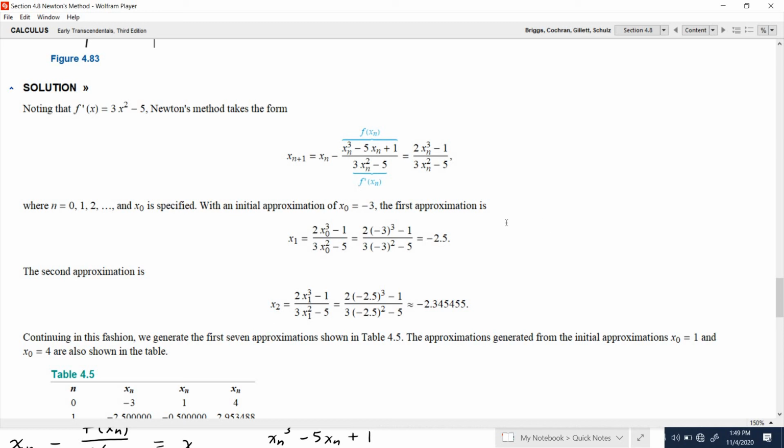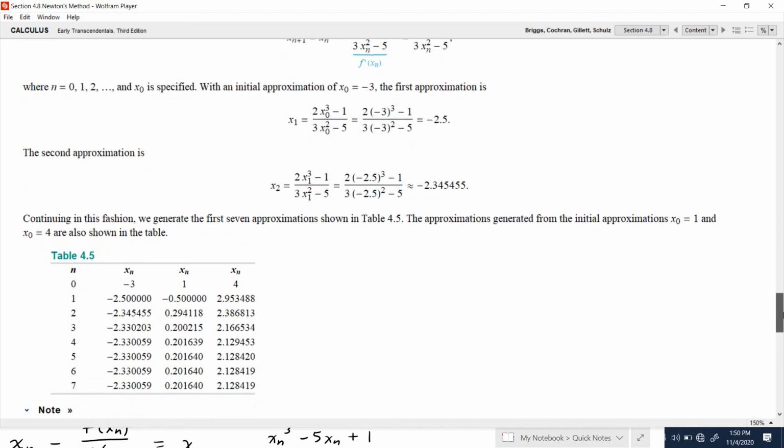But then to find x sub 2, you take x sub 1 and plug it into this formula, which is basically plugging x sub 1 in right here. That's going to give you x sub 2, because n is 1 here, so that n plus 1 is going to be x sub 2. Then x sub 1 we found to be negative 2.5, so you plug that in, put it into your calculator, and you get this approximate number here. So that's kind of how this works.